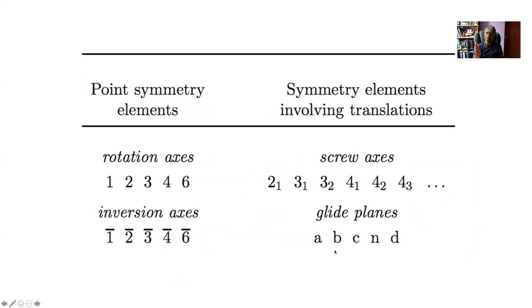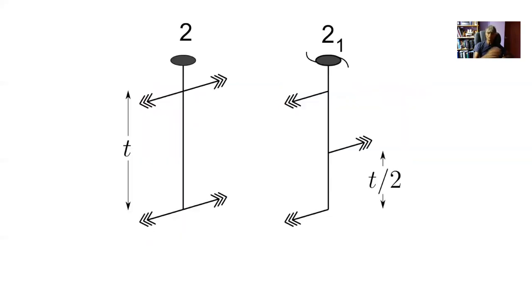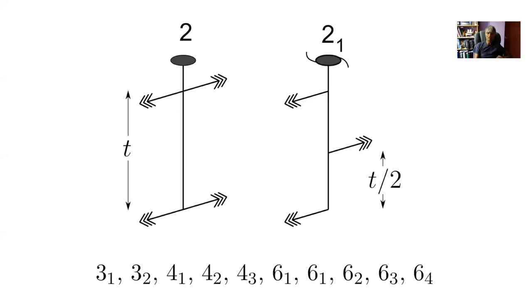A glide plane means that you reflect about that plane and then you translate parallel to the plane. So this is a 2-1 screw axis. This is a dyad, and you rotate by 180 degrees, you recover the structure over there, and T is the repeat distance. A screw dyad would involve a rotation of 180 degrees and a translation parallel to the screw axis of half the repeat distance. We can have these varieties of screw axes, hexads and tetrads and triads as well.